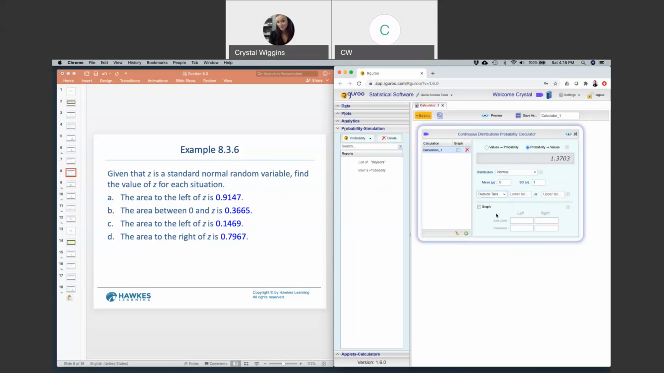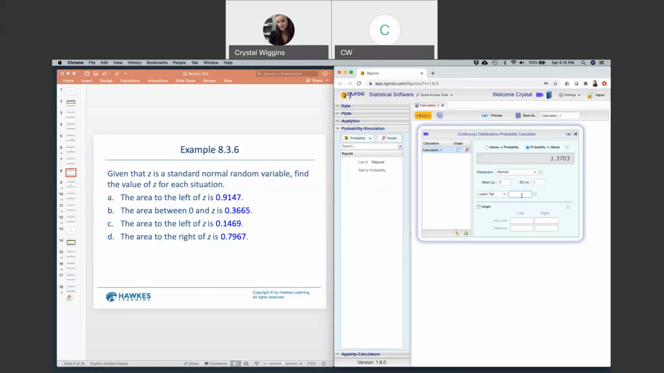Let me see if outside works better. Okay, let's do this differently then. If we are trying to find a specific z where we know that between 0 and z we have 0.3665, then what we can do is a lower tail, because I just showed you on the graph that the area to the left of 0 is 50%. So if we add 0.5 to this area to the right of 0, we get 0.8665, and that will give us the z-score that marks the right side of this between area.